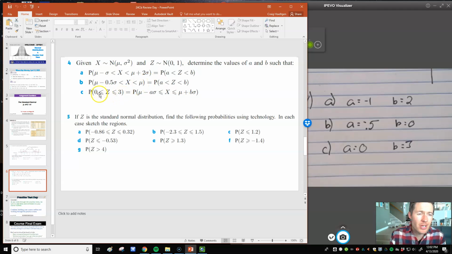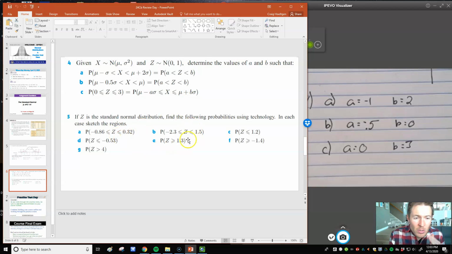All right, this one's going the other direction. So here it's saying a Z of between 0 and 3. So this means at the mean, up to 3 standard deviations beyond the mean. If we're at the mean here, the number of standard deviations above the mean is 0. So A is 0 here. And then a Z value of 3, again, means 3 standard deviations above the mean. So this should be a 3 here.